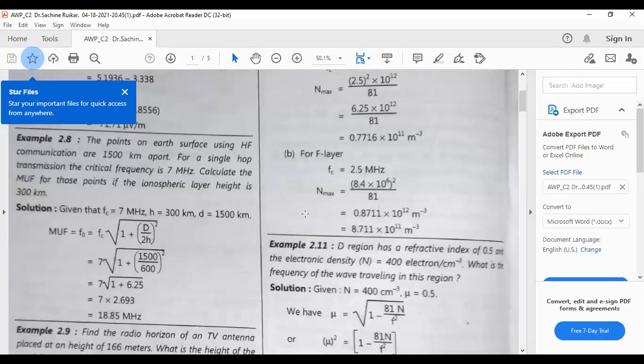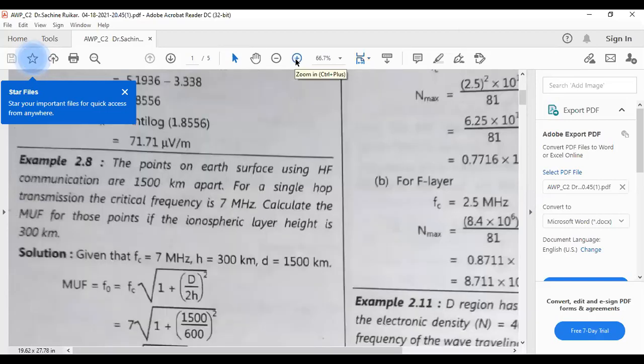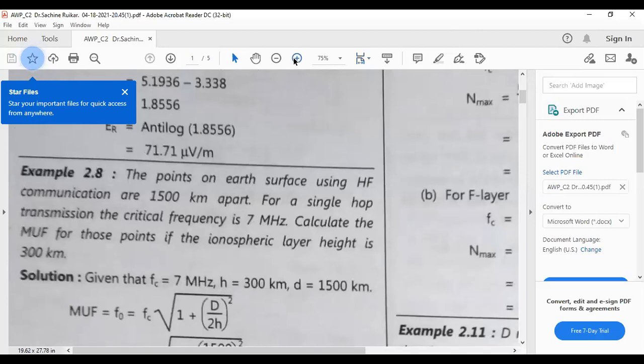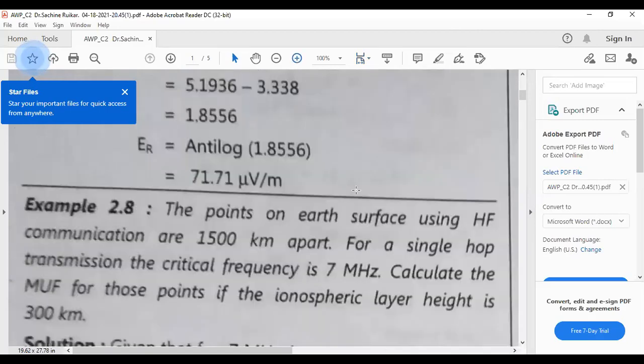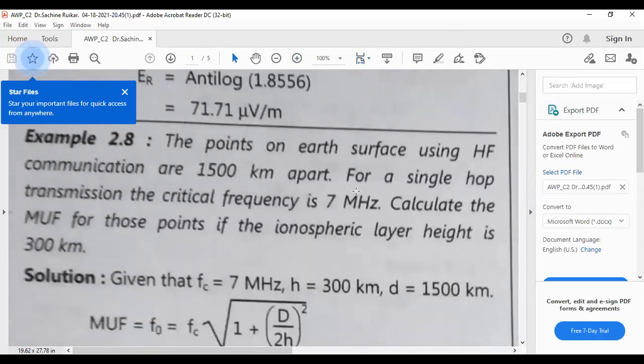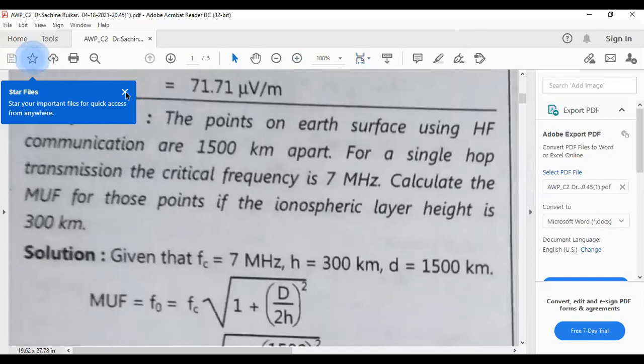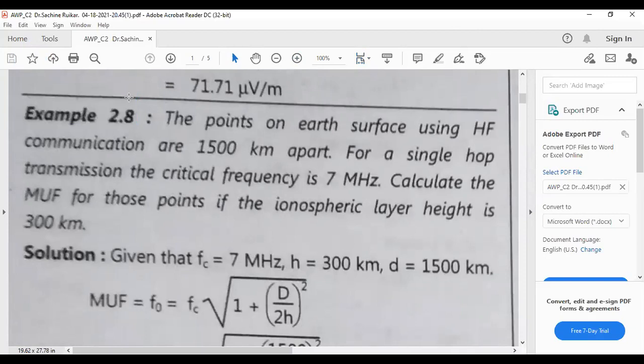So start with numerical number 2.8. All of you pay attention. I hope the screen is clearly visible and I'm audible.